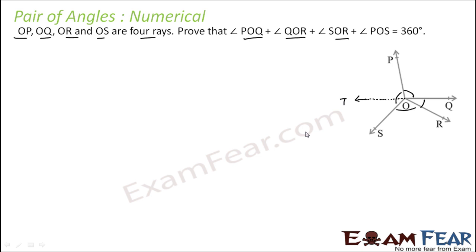In this case, angle POS we have divided into this and this. Let's call these angle 1, 2, 3, and this was angle 4, which I am dividing into 4 and 5. Now angle POQ is angle 1, QOR is angle 2, SOR is angle 3, and POS is 4 plus 5. So 1 plus 2 plus 3 plus 4 plus 5 is 180 degrees. Okay, so let's do this now.